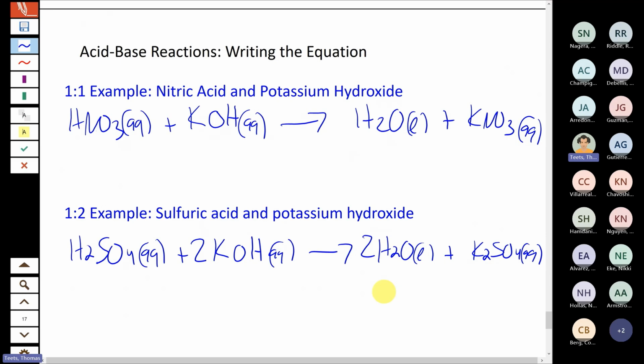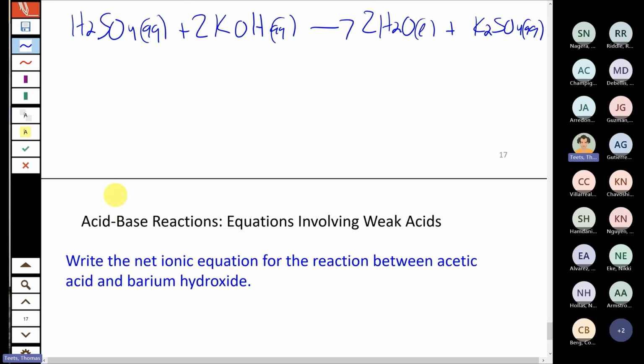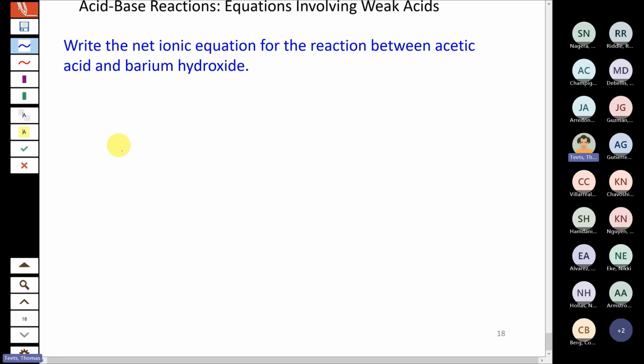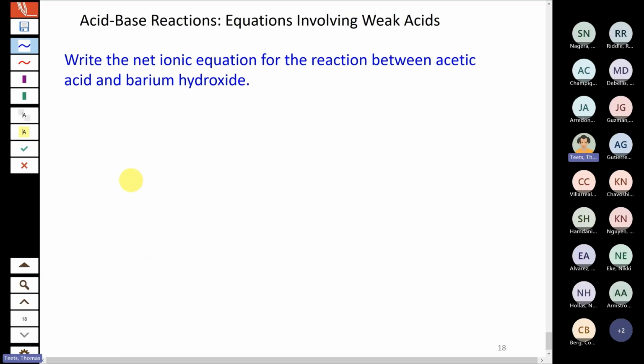All right, the last one we'll work through today and before I release you for spring break for this course is going to be a slightly different one that involves weak acids. We want to write the net ionic equation for the reaction between acetic acid and barium hydroxide. So acetic acid is one of our common weak acids. There's a few different ways of writing the formula, but one of the common ways is to write it as CH3COOH.